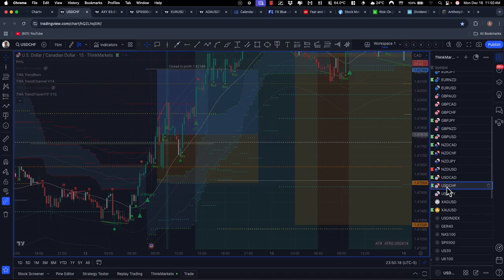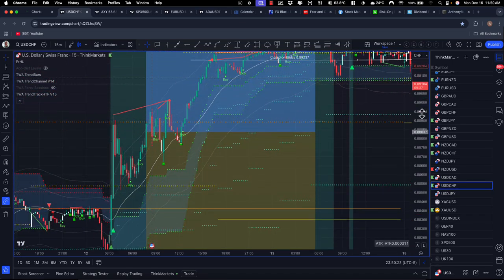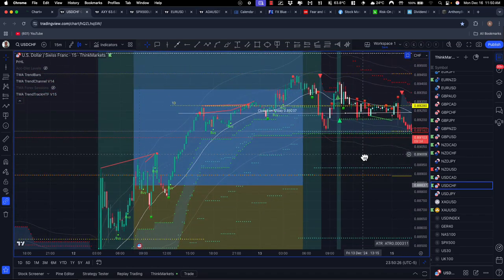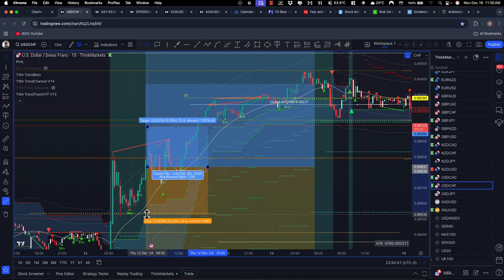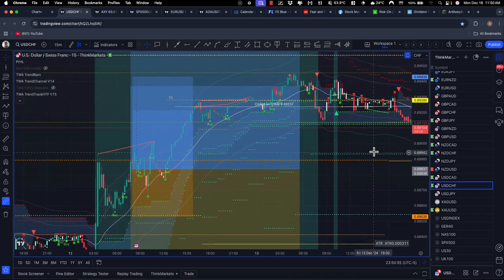Okay, dollar Swissy. This one was quite a nice outcome. I'm still getting in with a wide stop. Okay, so what could have been different? A tighter stop. Closed on Friday and took profit on that one.